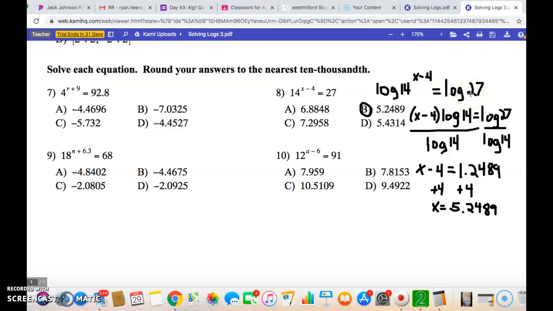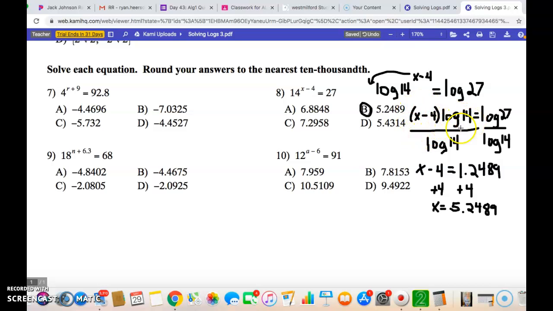So this is going to make us able to solve for the powers because in log form, where does the power go? It goes in front, right? So remember this goes right in front of the log, which is why I put it here. And I put it in parentheses just to remind you it is still one piece. So (x minus 4) log 14 equals log 27. So we're really solving for this piece.